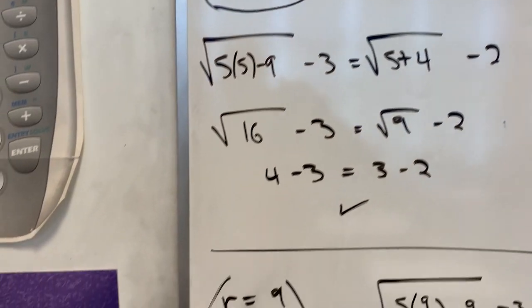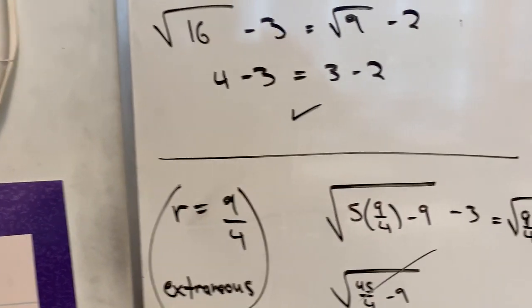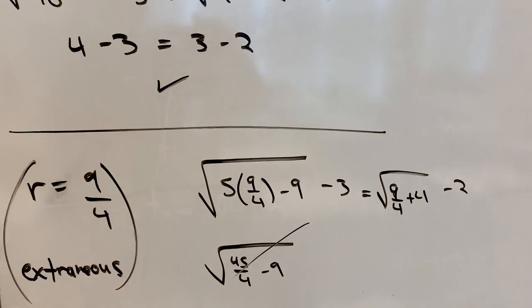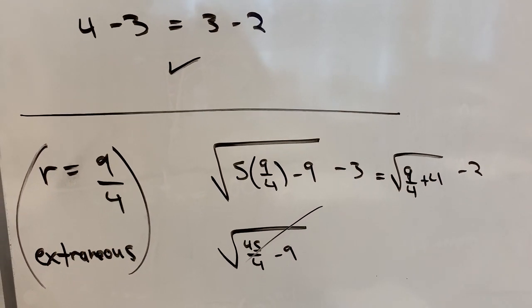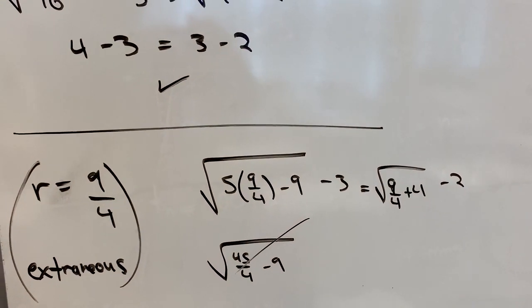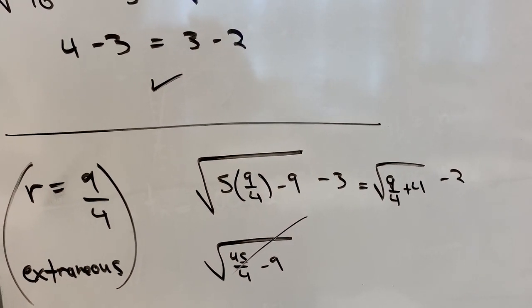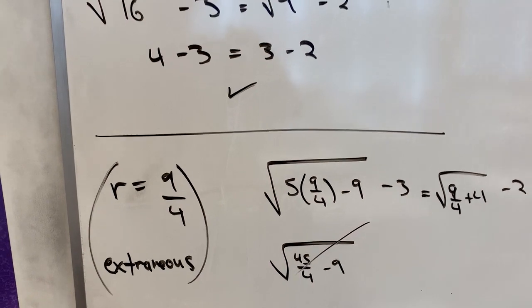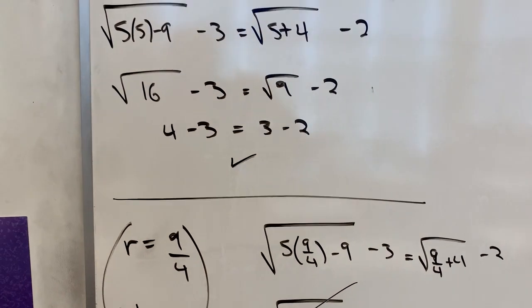If you start trying to check 9 over 4, what you're going to see is at a certain point you end up trying to square root a negative. Well, that's not going to work. And so as soon as that happens, we don't even have to go any further. You can't square root a negative. It's an extraneous answer.